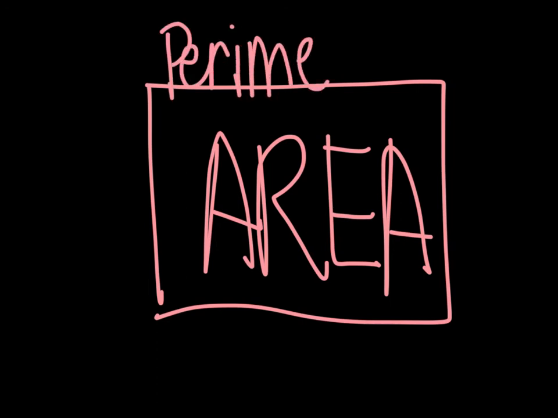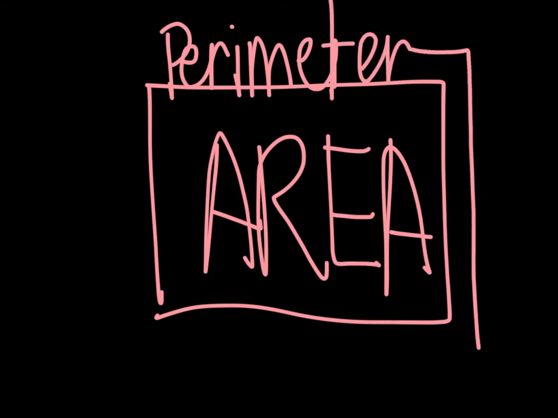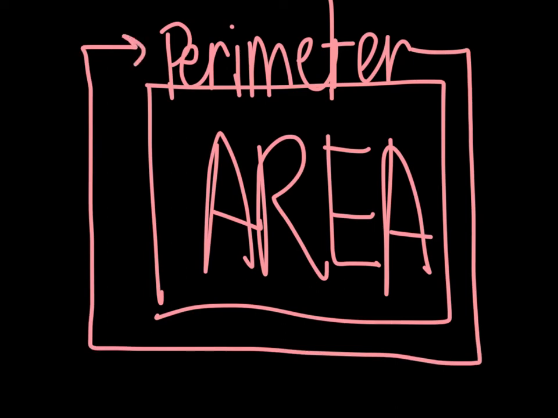When you have area, it's the squares you can fit inside, and the perimeter is like the fence that goes around. I think I'm spelling my word wrong. Perimeter is going to go all the way around. Perimeter you add, area multiply.